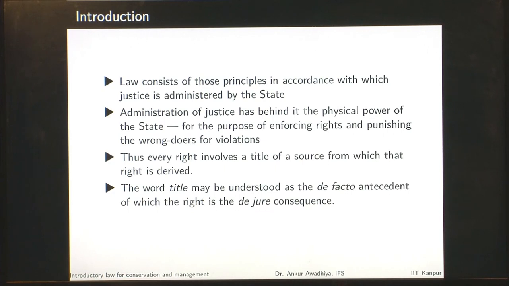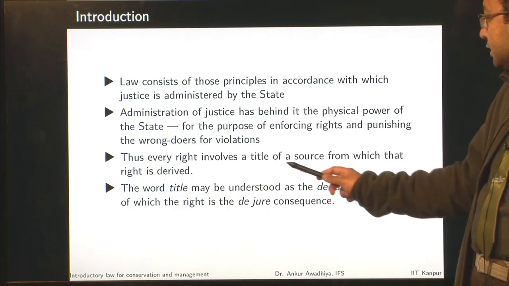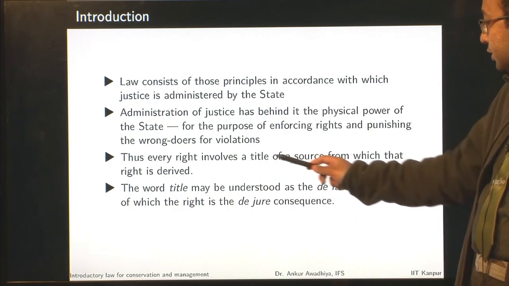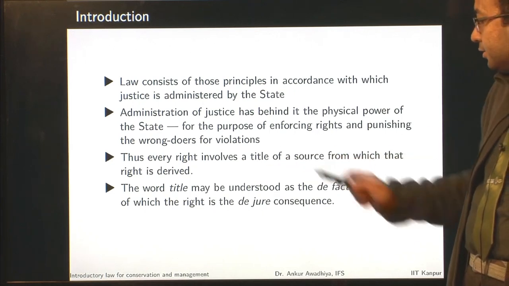Thus, every right involves a title of a source from which the right is derived. And the word title may be understood as the de facto antecedent of which the right is the de jure consequence. What does this mean? This is talking about where we get the rights from. So, for example, in the case of India, we get our fundamental rights from the Constitution of India. So, in this case, the fundamental right involves the title of a source from which it is derived. This title of the source is the Constitution of India, from which this right is derived.